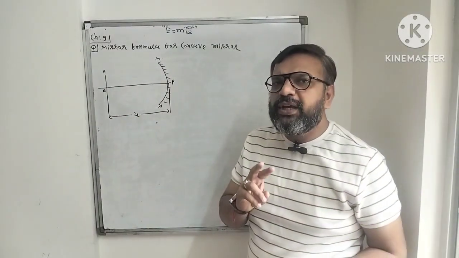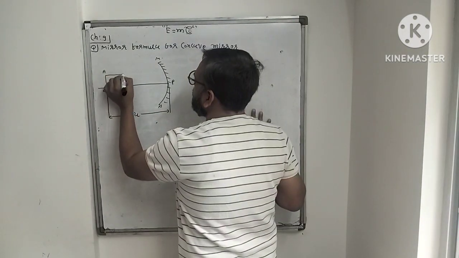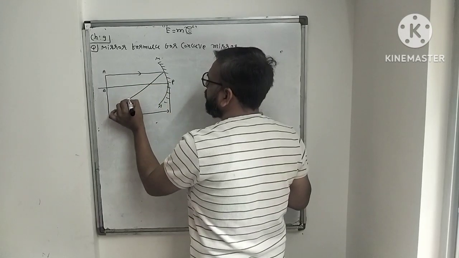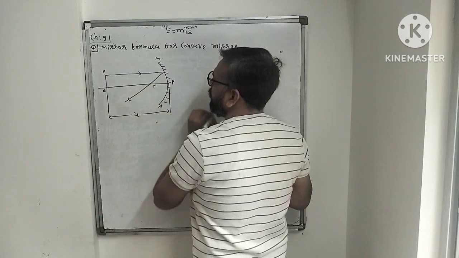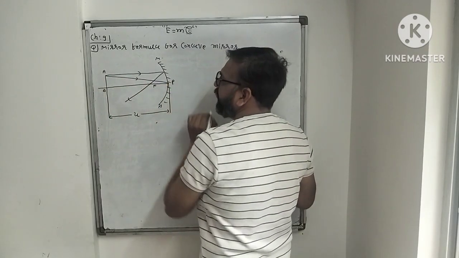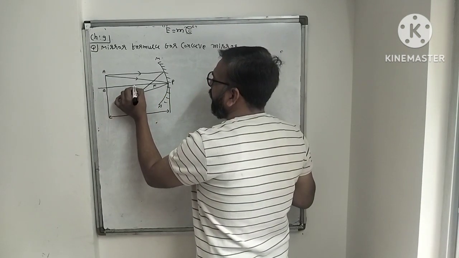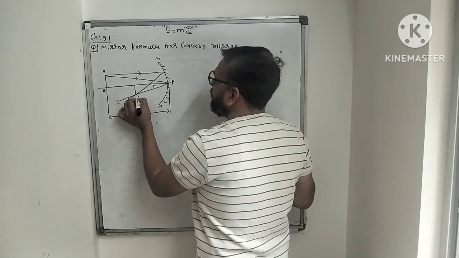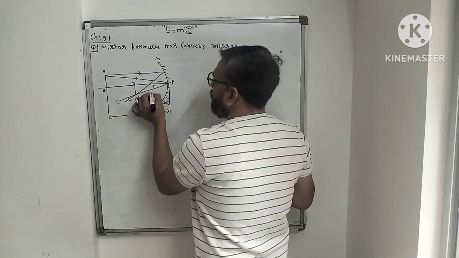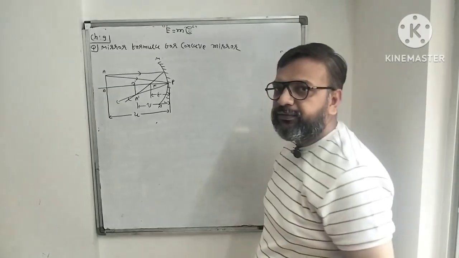As we know, to form the image, a minimum of two rays are required. So first is parallel to the principal axis, which is reflected and passes through the principal focus. Another is passing through the pole, making an angle theta. So the reflected rays, where both rays intersect, form the image A dash B dash. This is the image distance V, and this is the focal length. Clear?